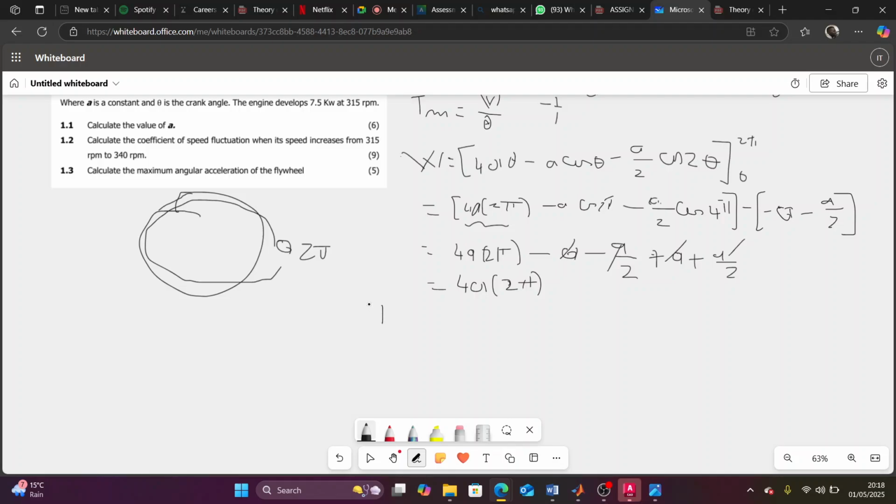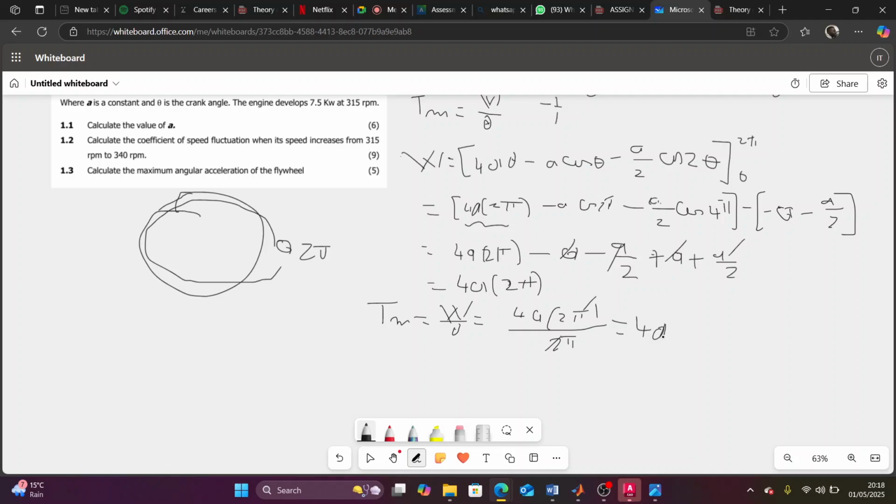And how do we find the mean torque? We know that mean torque is equal to work over theta. In this case, the work is 4a 2 pi, multiplied by theta. What is theta here? We always go with the complete circle, which is 2 pi. That's why you see the mean torque is 4a.